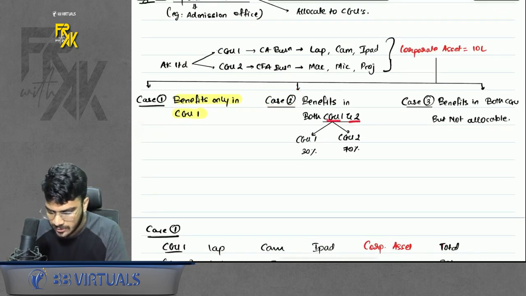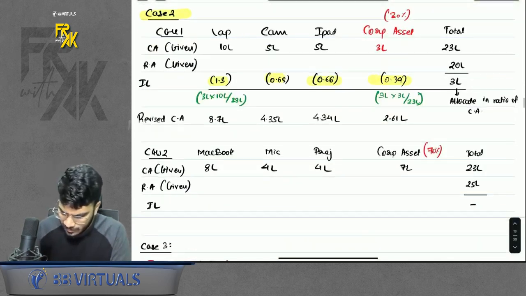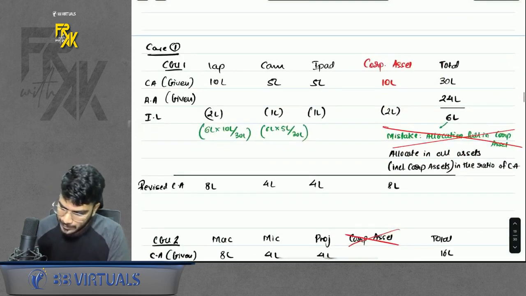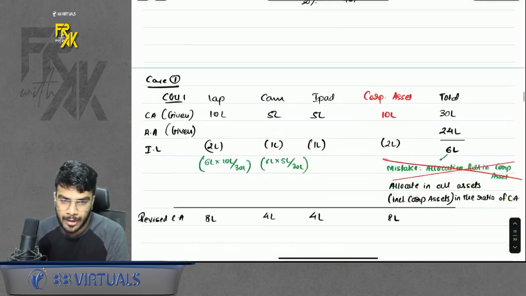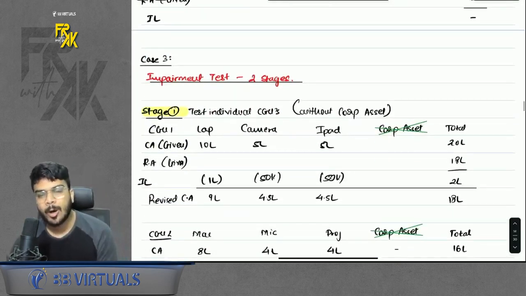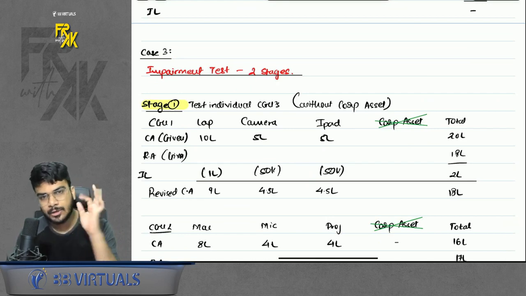Case 2, it benefits both CGUs, but the allocation ratio is given as 30-70. So 30% allocated to CGU1, 70% allocated to CGU2. That is simple. But the important point here is case 3. Benefits both CGUs, but not allocable. So in this case, in how many stages will we conduct the impairment test? Perfect answer, we will conduct the test in 2 stages.